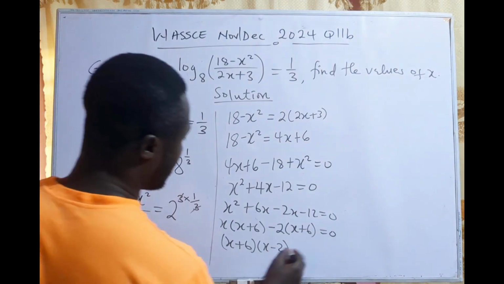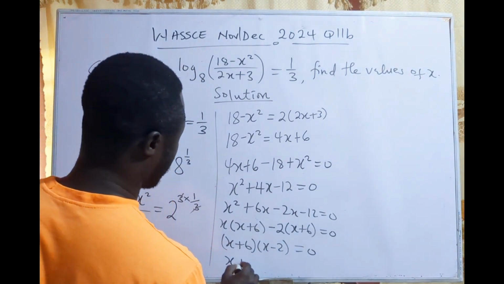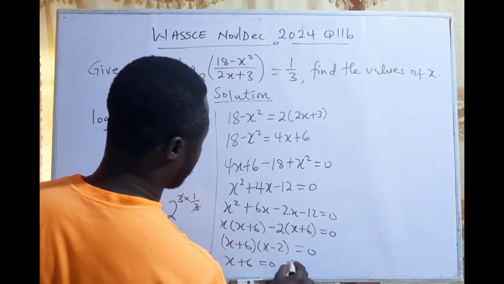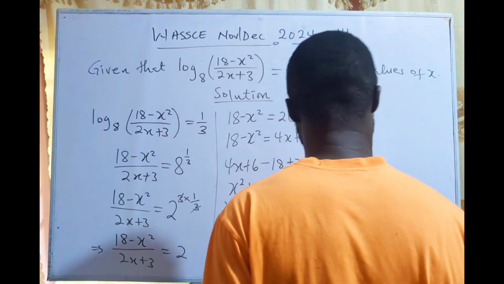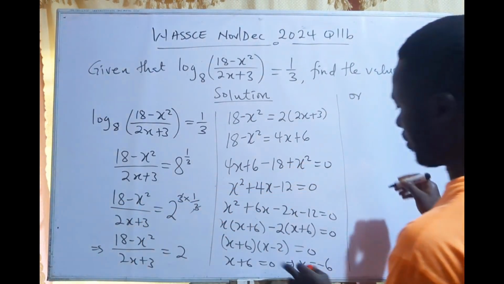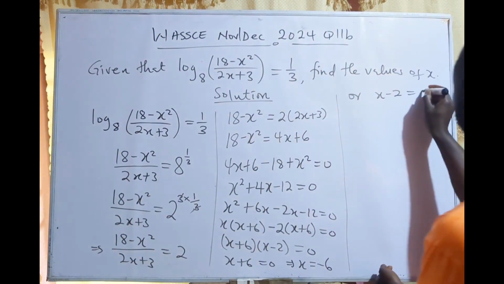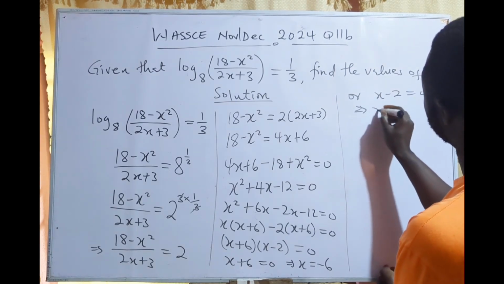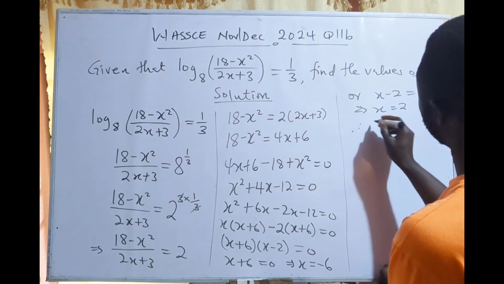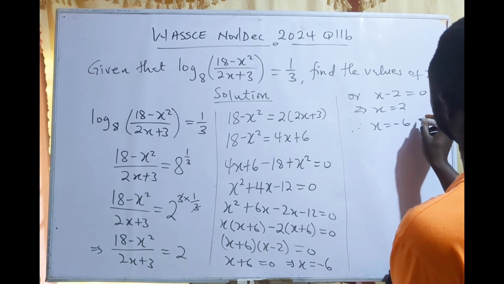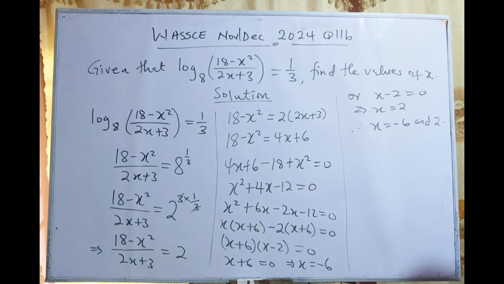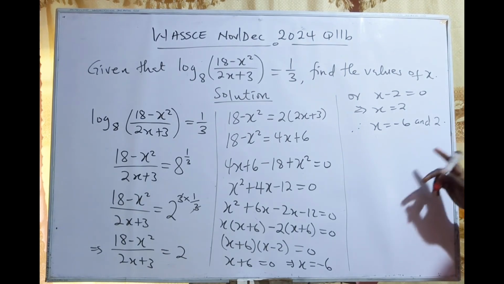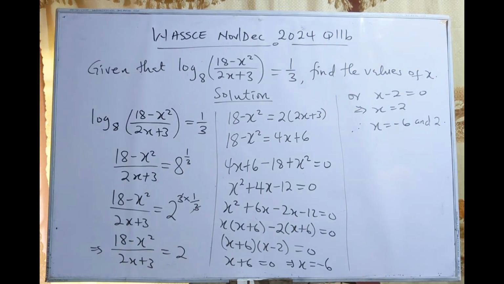Alright, equal to 0. So either s plus 6 is equal to 0, which implies s equals negative 6, or s minus 2 equals 0, which implies s equals 2. Therefore, s is equal to negative 6 or 2. These are the values of s, negative 6 or 2. So these are the values of x.